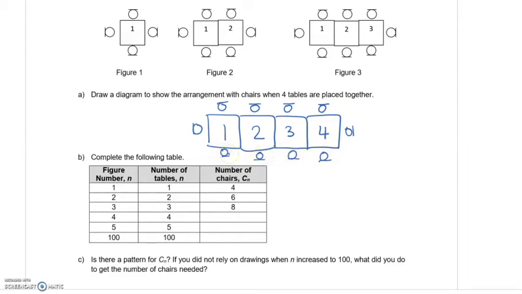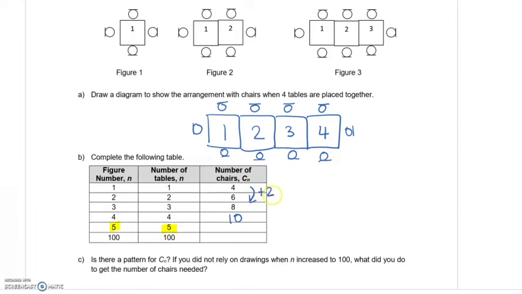Okay, so count the number of chairs, and in this case you should get 10. Right? So what's the pattern here? How are you gonna get the next row for 5 tables? Well, let's look at the first 4 numbers that we have.